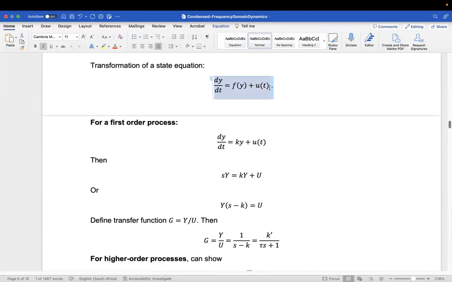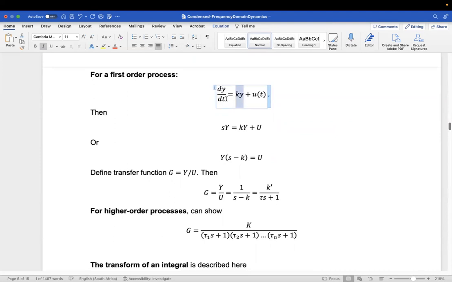So in our control type problem, we have dy/dt is some function of the state variable y itself, and there's some control action. In this case, it's just shown as a plus u. If we have a first order process, for instance, then this abstract function of y would be some constant times y, right? Again, for a first order process. And so if we Laplace transform this equation, then we would get s times y here.